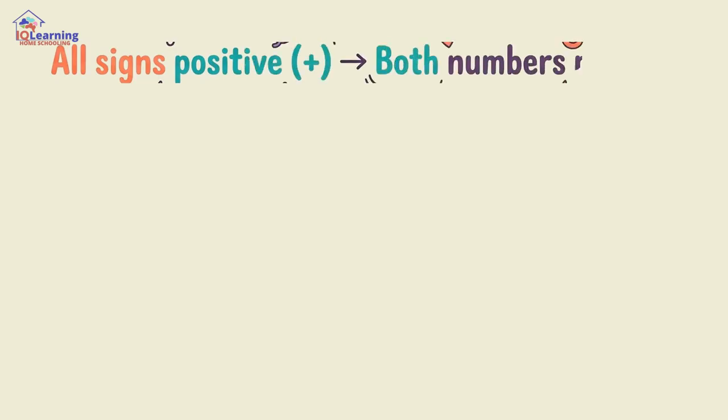One more detail. Notice that all the signs are positive. The middle term is positive 5x and the constant term is positive 6. So both numbers are positive.